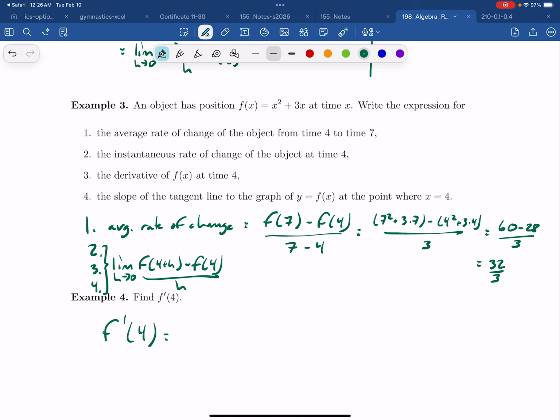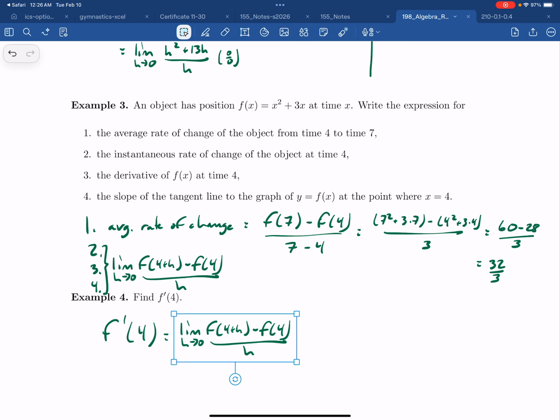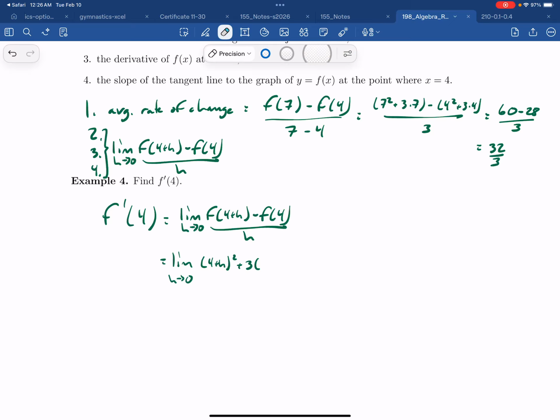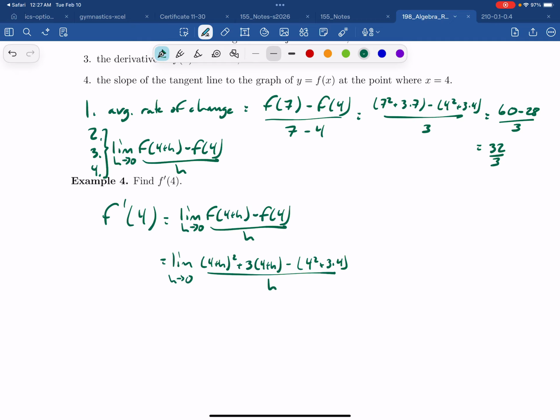It's going to be this guy. I'm just going to copy and paste. Again, we know what f is. This is really the limit as h approaches 0 of 4 plus h squared plus 3 times 4 plus h, minus f of 4, which is 4 squared plus 3 times 4, and then this is all over h.